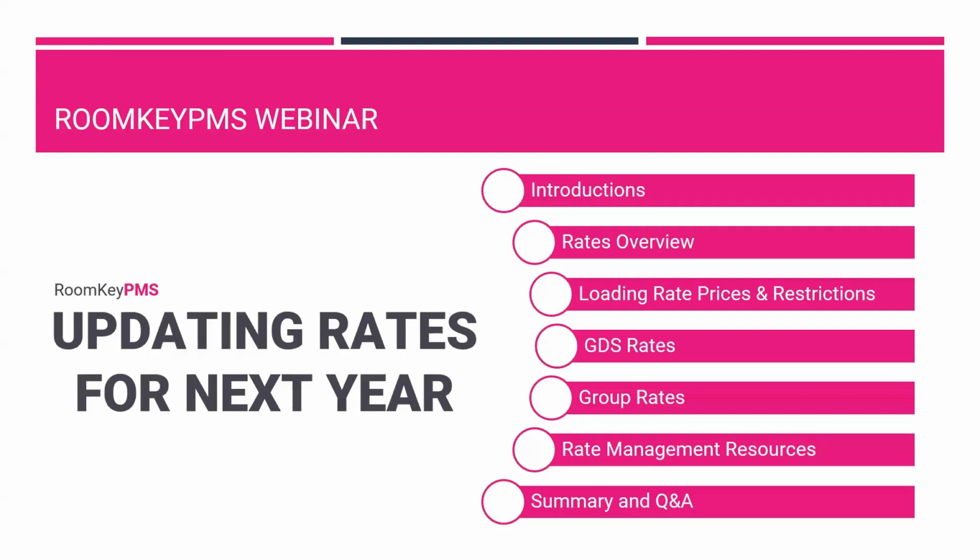We'll start with introductions, of course. We'll look at a rates overview. We'll look at loading rate prices and restrictions, those actions inside Roomkey. We'll talk about some GDS rates and group rates. We get a lot of questions about those two components inside and outside of Roomkey. And then we'll look at some rate management resources available across the Roomkey PMS platform and support platforms as well. We'll wrap up today with a summary and Q&A.